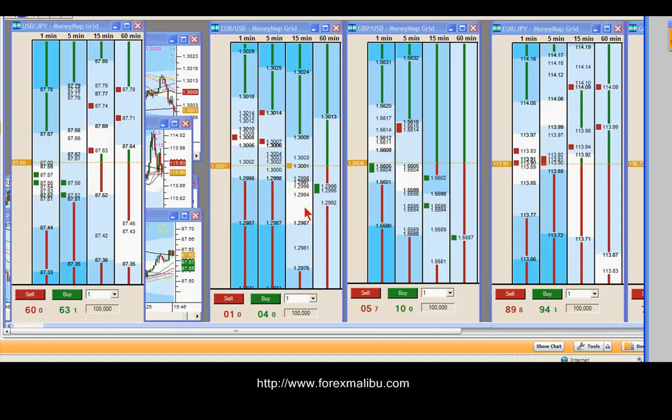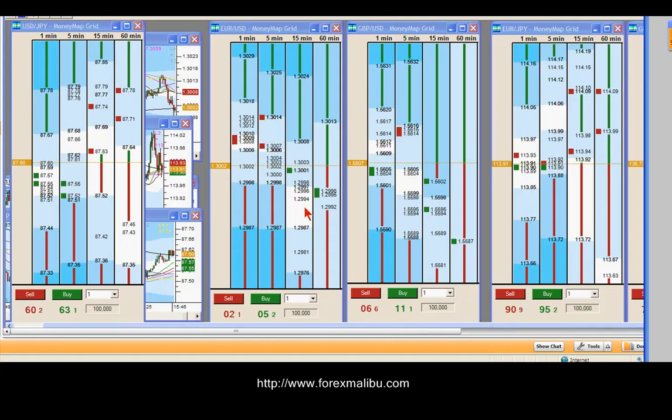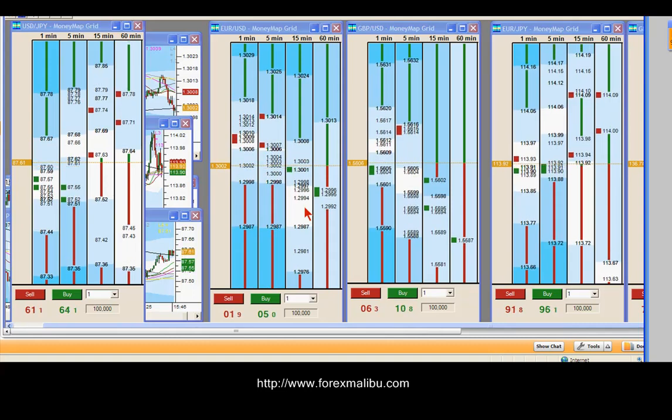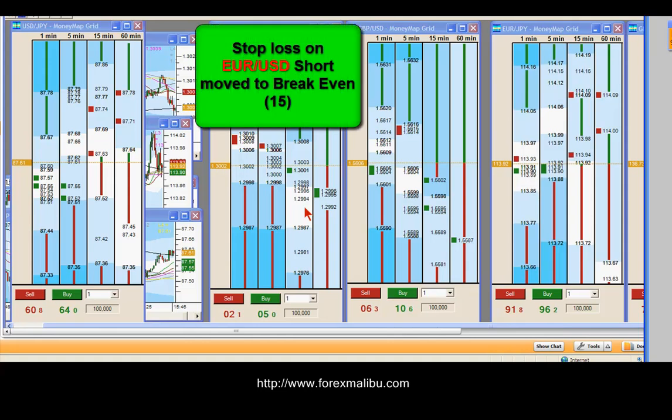Euro yen is now starting to move lower. Go ahead and put a break-even stop as well on this. I mean, we're up 10, so I definitely don't want to see this thing go negative. So let's go ahead and move our stops to break-even. I've got a stop now at 15 on the euro dollar reverse vanilla short.